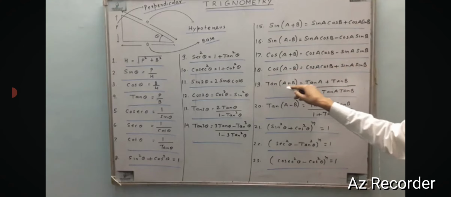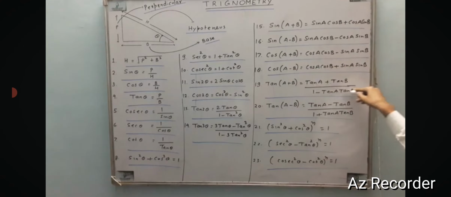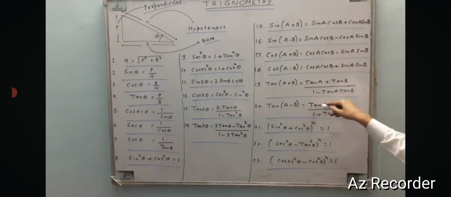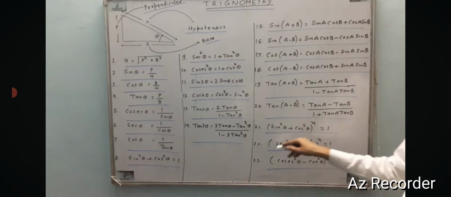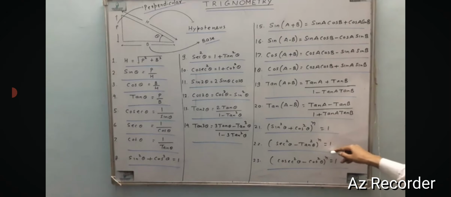19th is tan of a plus b is tan a plus tan b upon 1 minus tan a tan b. 20th is tan of a minus b is tan a minus tan b upon 1 plus tan a tan b. 21st is sin square theta plus cos square theta raised to power n is equal to 1. 22nd is sec square theta minus tan square theta raised to power n is 1. 23rd is cos square theta minus cos square theta raised to power n is equal to 1.